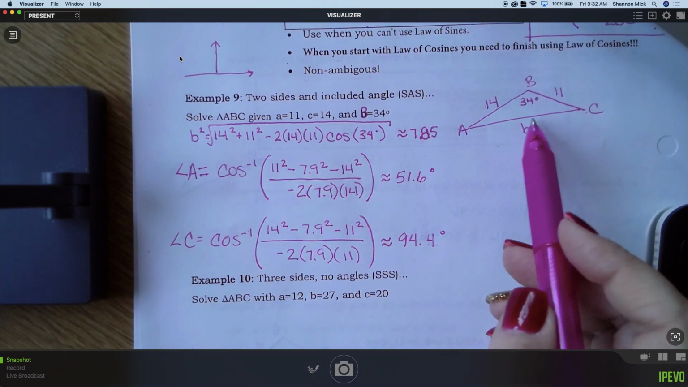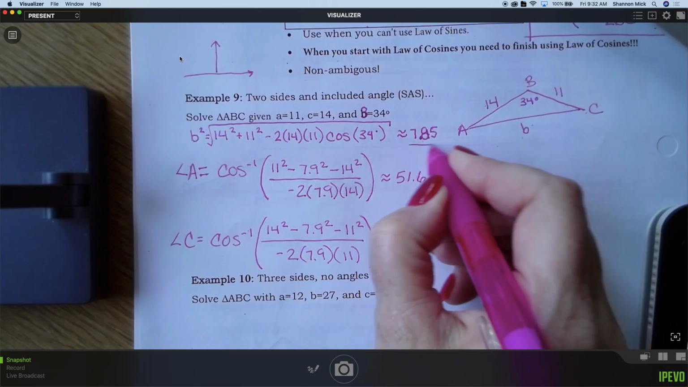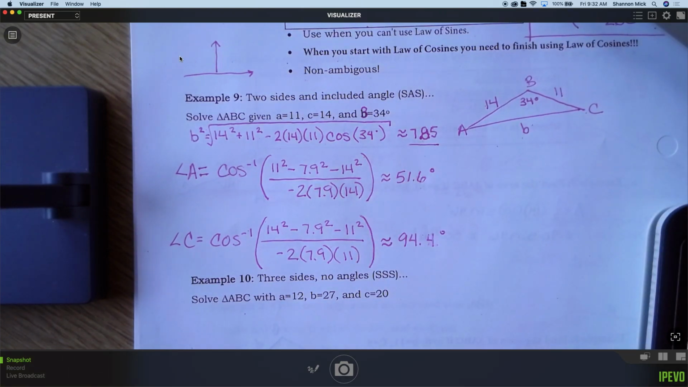When you are using law of cosines, we are going to have to use it to find more. Please give yourself to the nearest hundredth. Got it?